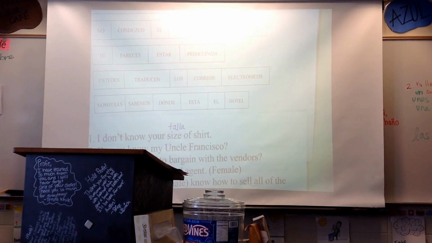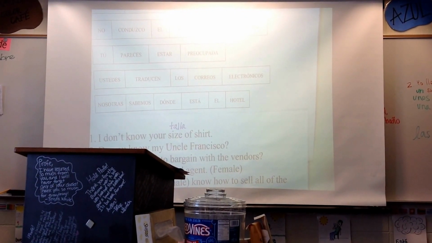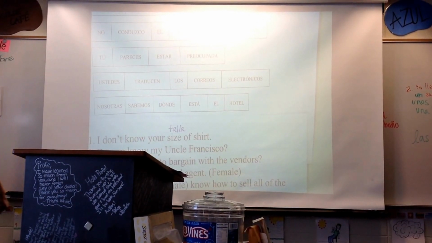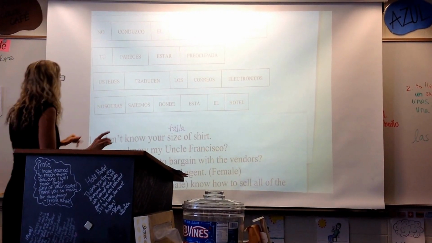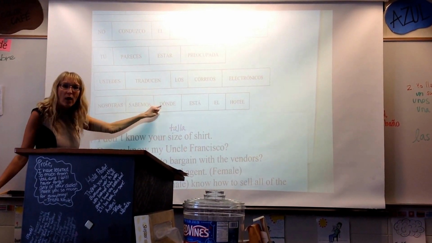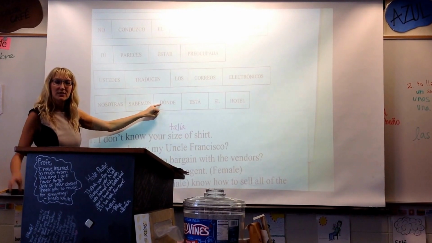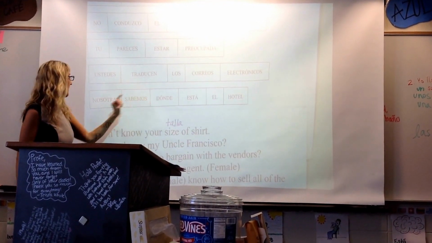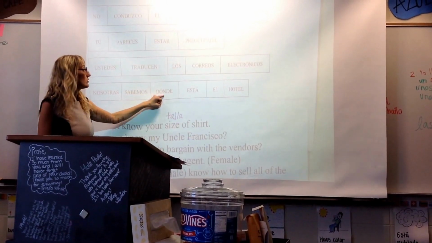Where it is. So what is that? Place. What is where? Direction. Knowledge. What is it? Question word. It's a question word. Nosotros sabemos dónde. We know where the hotel is. So it's a question word. That's why we had to use saber, because it was a question word. Okay? Nosotros sabemos dónde.